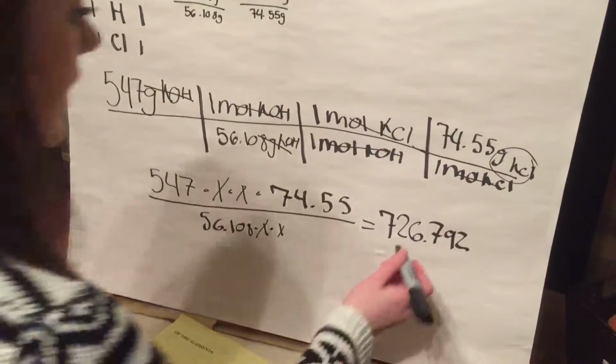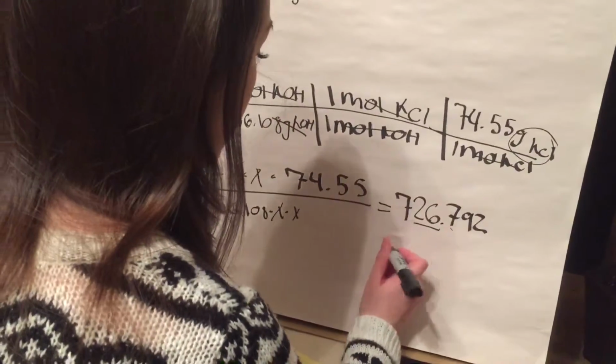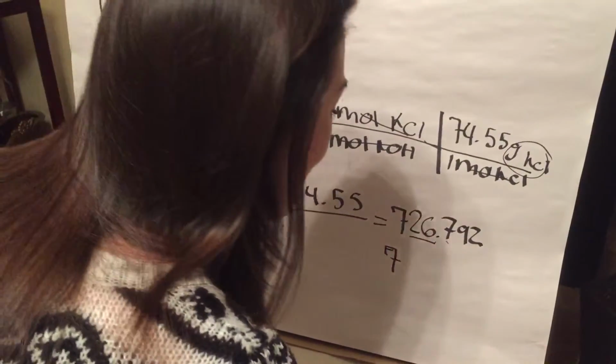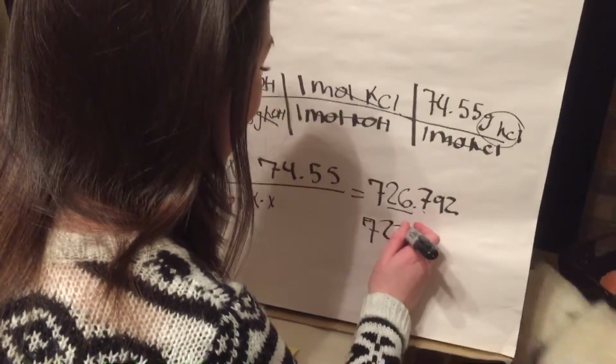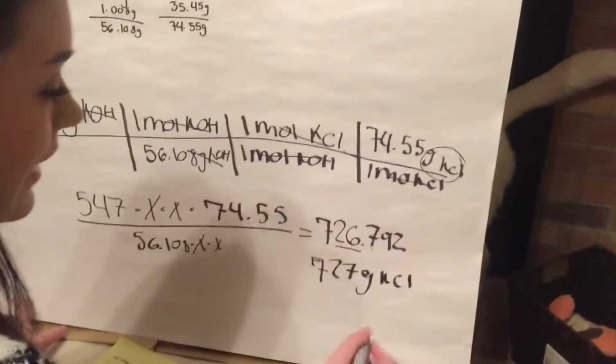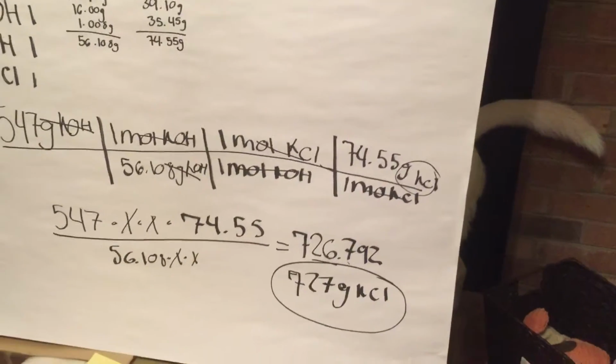So this 726, since the next digit is a 7, it's higher than 5, so that rounds up to 727 grams of potassium chloride. And that is your final answer. Thank you.